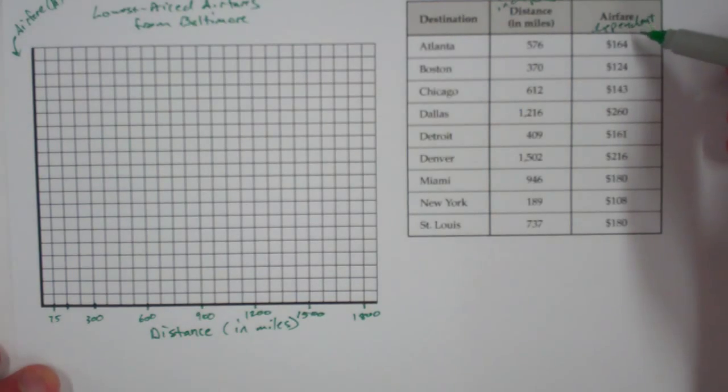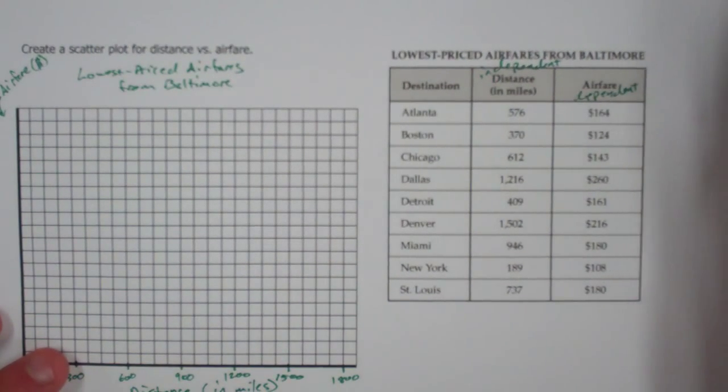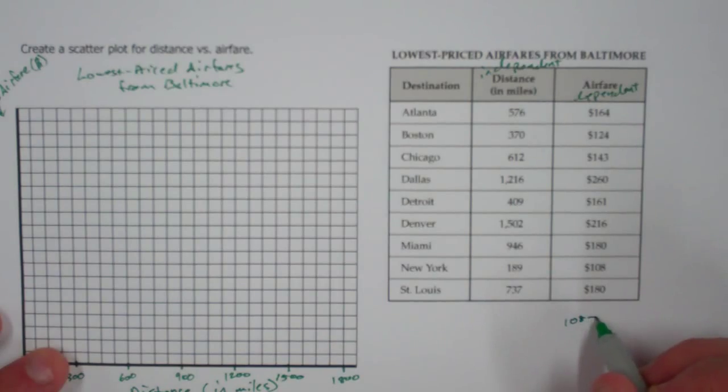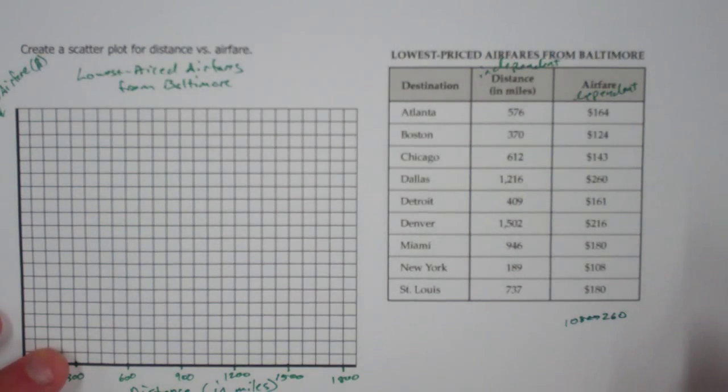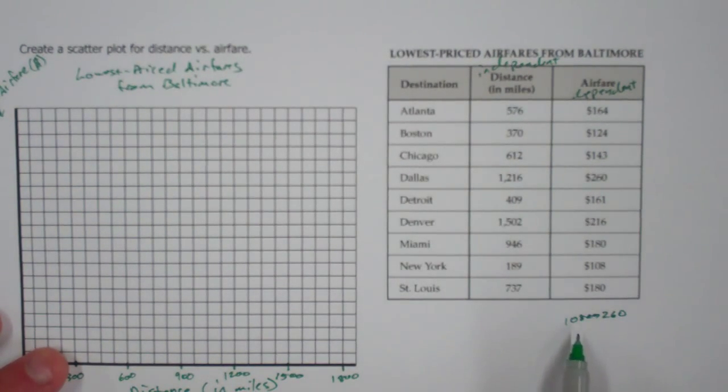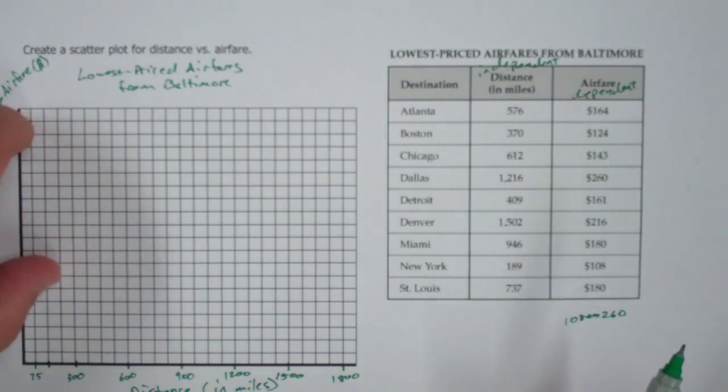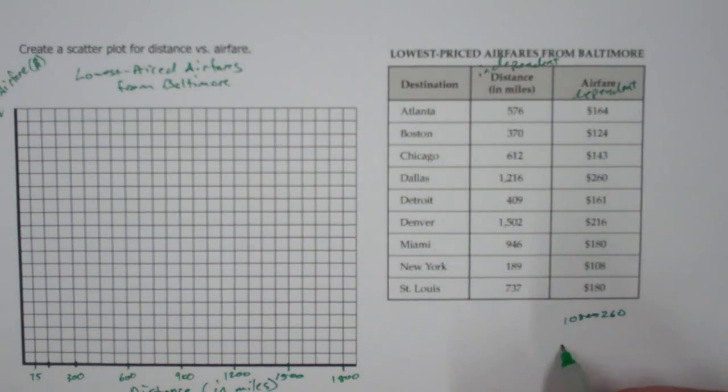Let's look at the airfare now. The lowest value, let's see, 124, 108, 108 is the lowest value, and we're looking here at 260. So we've got to go from 108 to 260. Well, in this case, if we started at 0 and went to 300, we would only be fitting the data in here, maybe at the top portion. So we might be able to go from 100 to maybe 300 or somewhere in there.